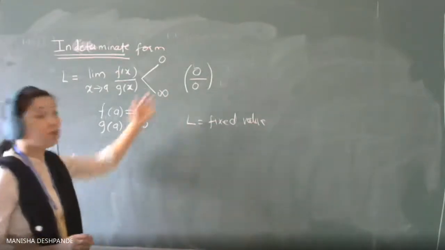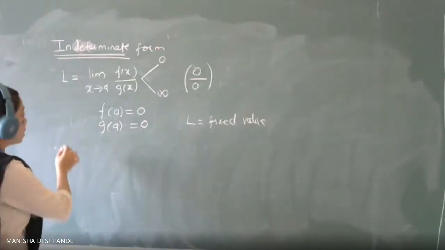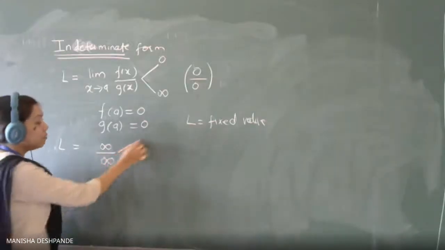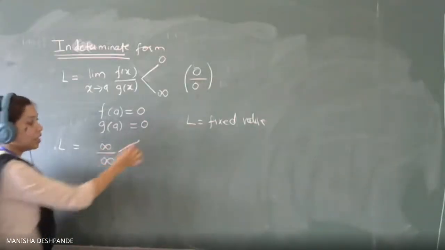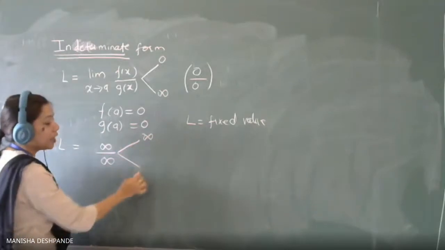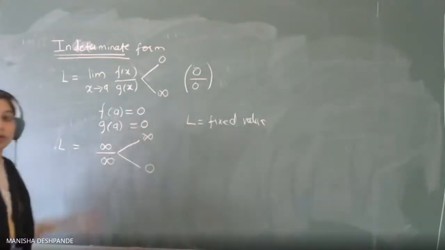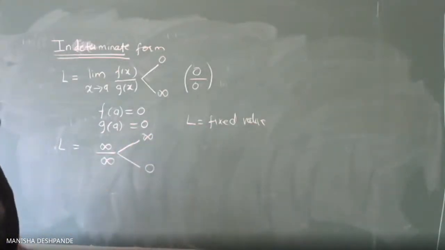So the first one we saw is 0 by 0. Then the second one can be infinity by infinity. We know that infinity upon anything is infinity, and anything by infinity is 0. So it is taking two different values. So infinity by infinity is also an indeterminate form.